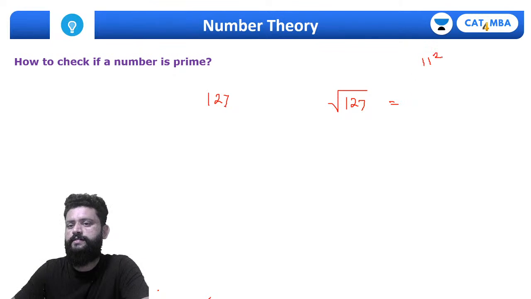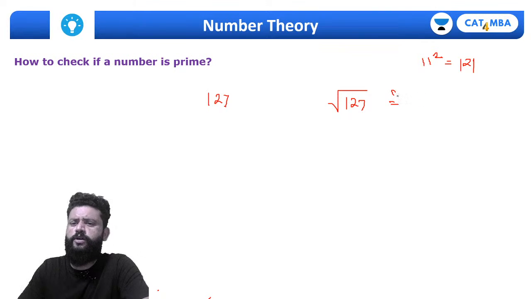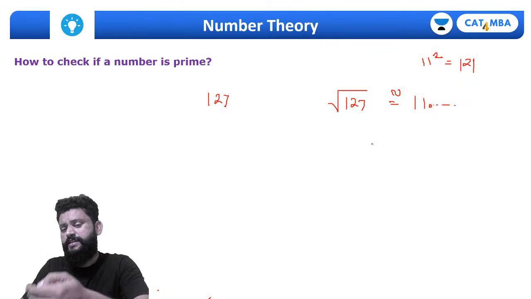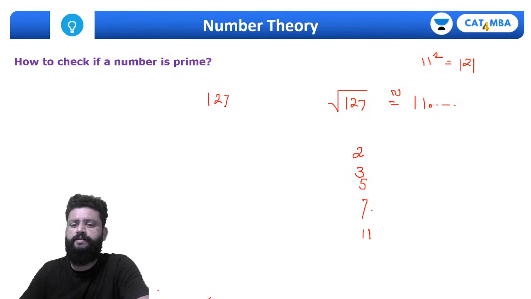11 square is 121. A number close to 127 which is a perfect square is 121, right? So approximately this will be 11 point something, right? So tell me the prime numbers which are below that number, below the square root of the number: 2, 3, 5, 7 and definitely 11.